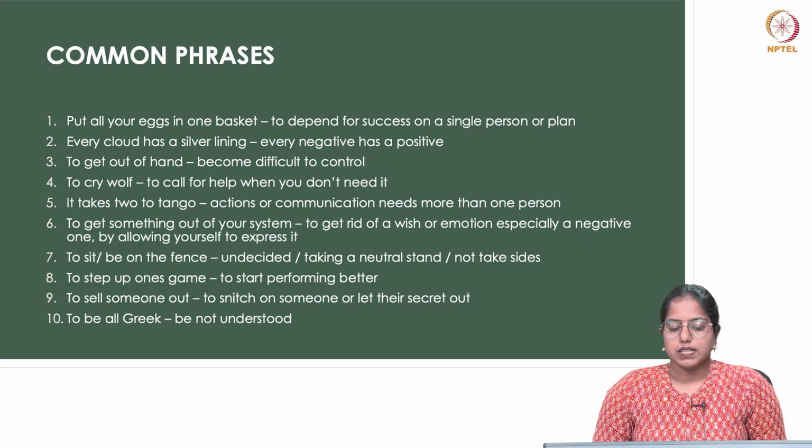The next phrase is it takes two to tango, meaning actions or communication needs more than one person. Let's check the usage. Don't blame me for the argument. It takes two to tango. You are equally responsible. So someone is making a comment that, look, don't blame me alone for this argument.